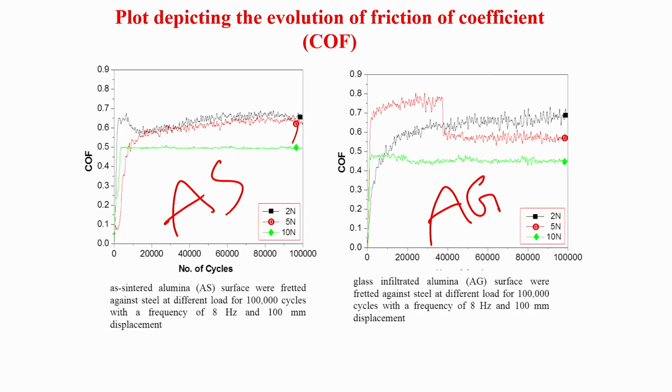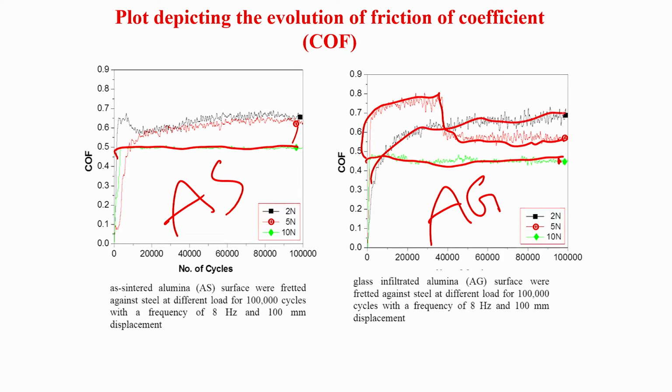So what you clearly notice is that at the higher load, the coefficient of friction steady state is established relatively faster and it is maintained. There are not many fluctuations. These fluctuations we have normally observed at the lower loads, like 5 Newton as well as 2 Newton, but at 10 Newton load it is all stabilized, and the coefficient of friction in both the cases, alumina sintered and glass infiltrated, is 0.5 or less than 0.5.